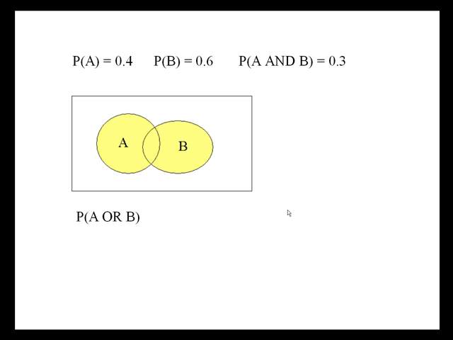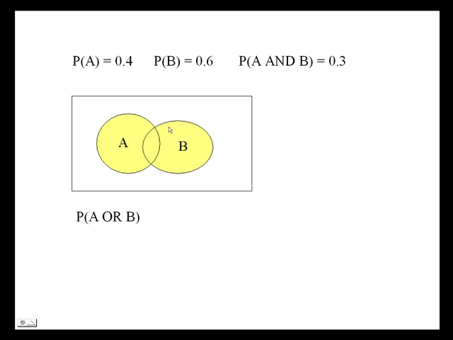Now, here's the tricky part. Let's say I want to calculate the probability of A or B. What must I do to calculate the probability of A or B? Now I claim you only need the numbers that are given to you right now. This whole circle is the probability of A. This whole circle is the probability of B. And actually it's not a circle, it's a kind of an oval, egg-shaped.